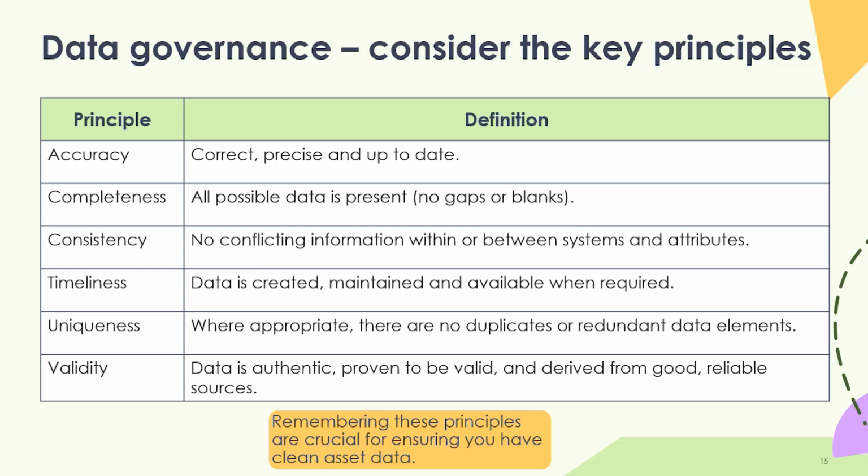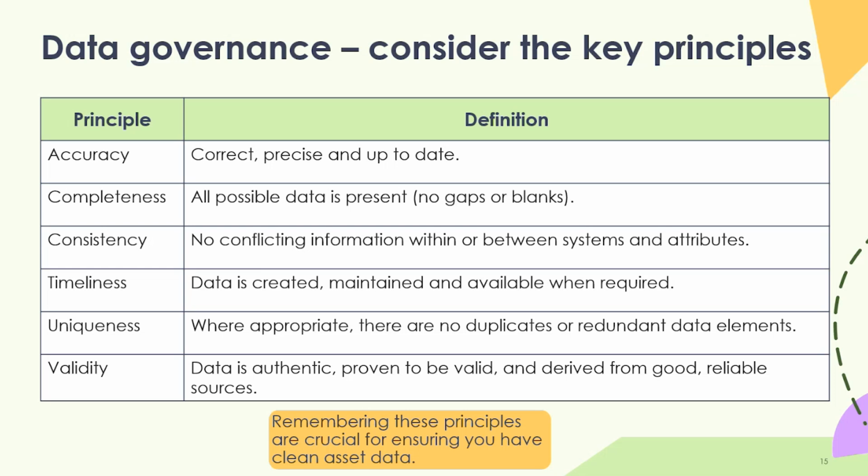So if a gas safety cert says there's a combi boiler in a house, but an EPC says there's a storage heater, you've got to make the call on which one to believe. I'd suggest the gas safety cert is probably more reliable in that example, but it's just one of those conflicting information cases you could quite commonly stumble across. Timeliness: data is created, maintained, and available when required. If you don't maintain it, within a few years you're back at square one, and it's useless.